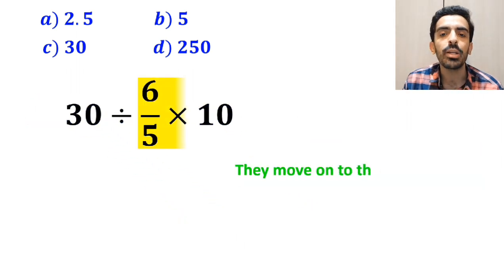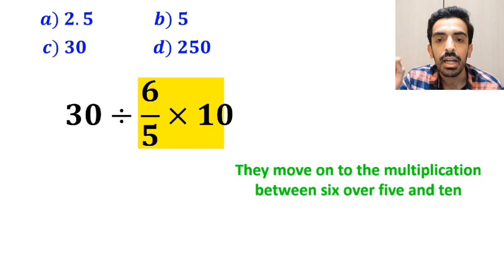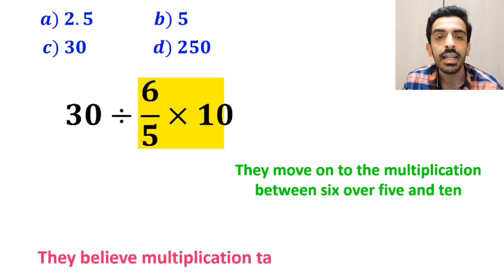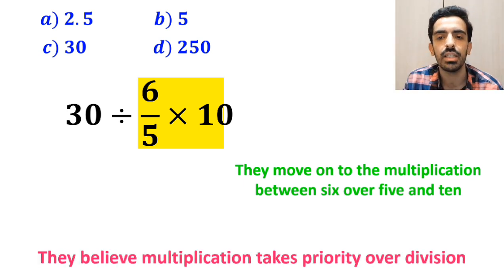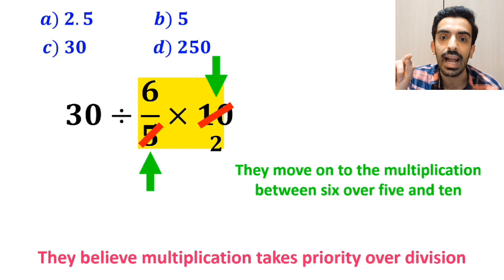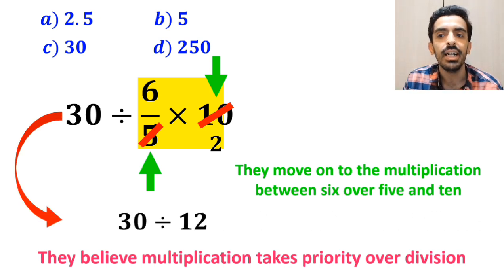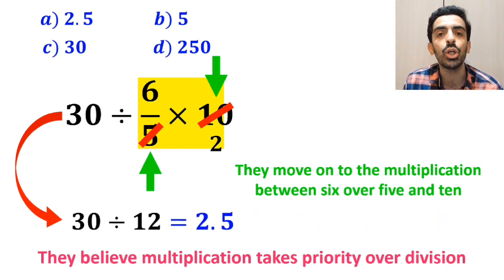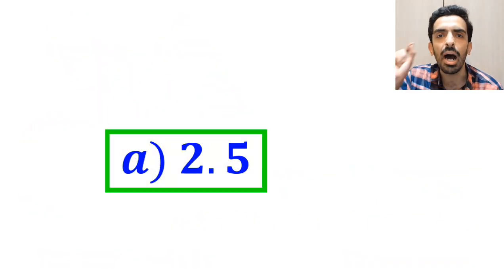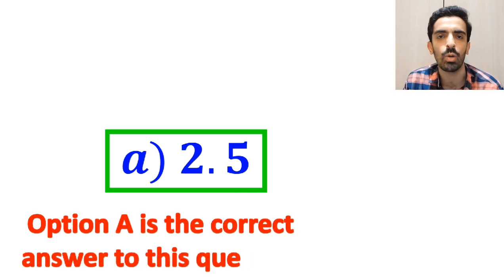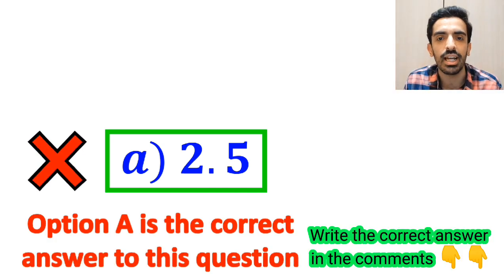Then, they move on to the multiplication between 5 and 10 because they believe multiplication takes priority over division. Alright, as you can see on the screen, they simplify the number 10 with the 5 in the denominator and instead of the original expression, they write 30 divided by 12, which finally gives them the answer 2.5. And immediately, they conclude that option A is the correct answer to this question. However, it's not the correct answer to this question.